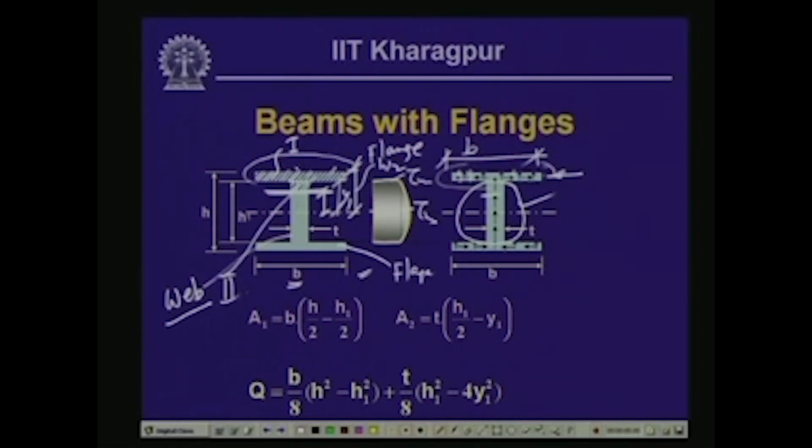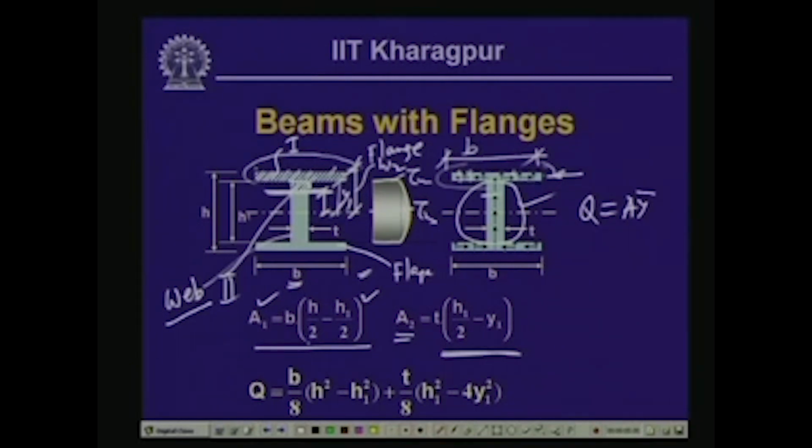Now, for rectangle 1 the area is like this: the width is b and the thickness is h by 2 minus h1 by 2, hence this is the area A1. For the second part, area A2 is equal to the thickness t multiplied by h1 by 2 minus y1, which is this particular depth, and consequently, as you know, Q is equal to A y bar.